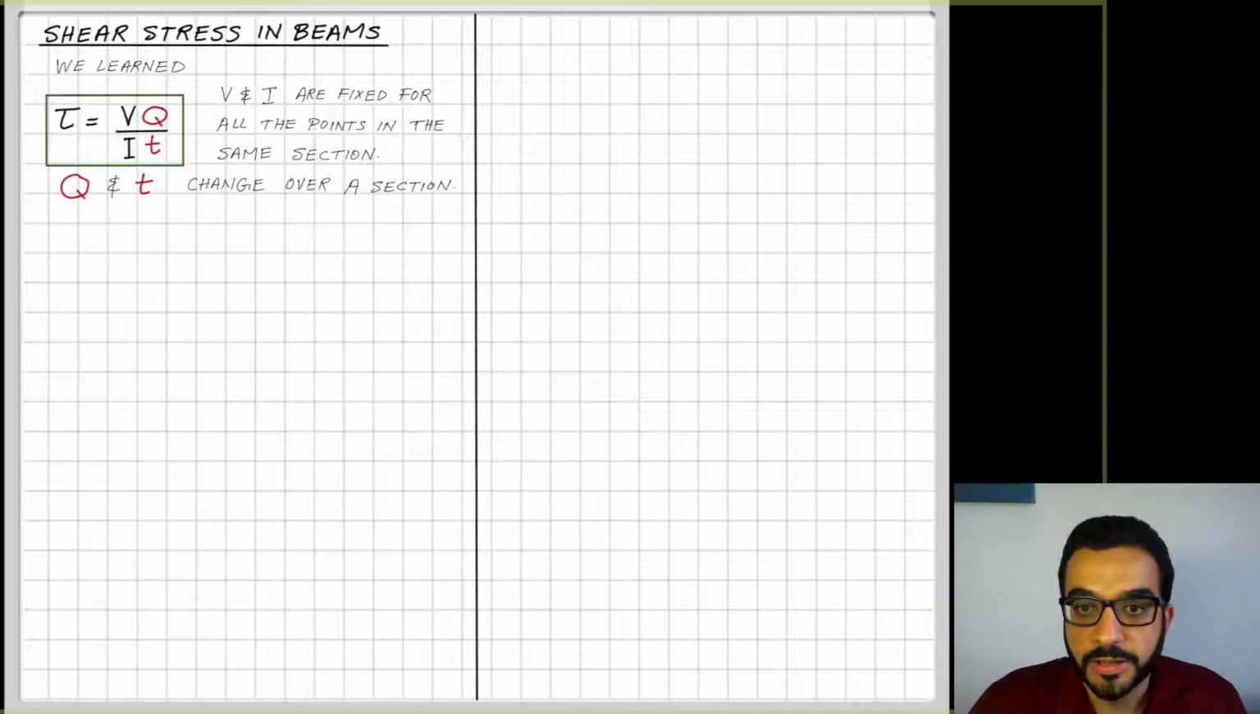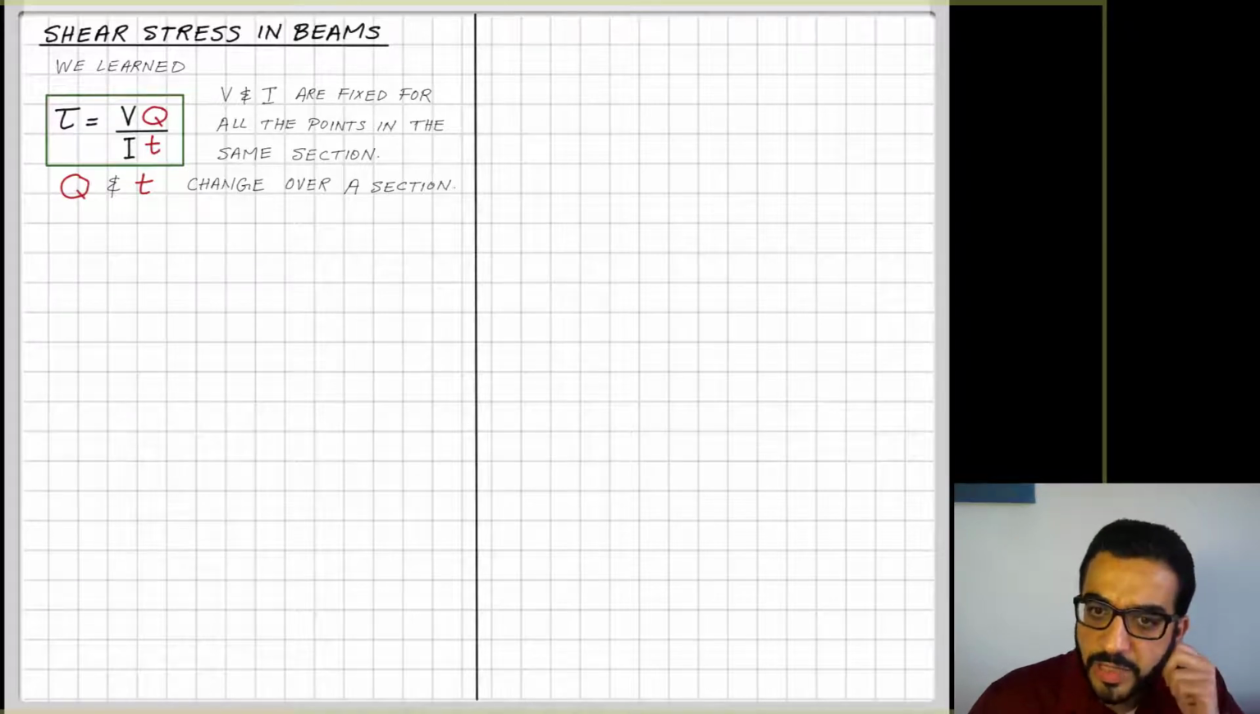And V is the shear force. We learned how to calculate tau before from a torque, not a shear force. But for a shear force, V, the formula also has I, the moment of inertia of the cross section, and then Q and T. We've seen the proof of how we ended up with this formula.